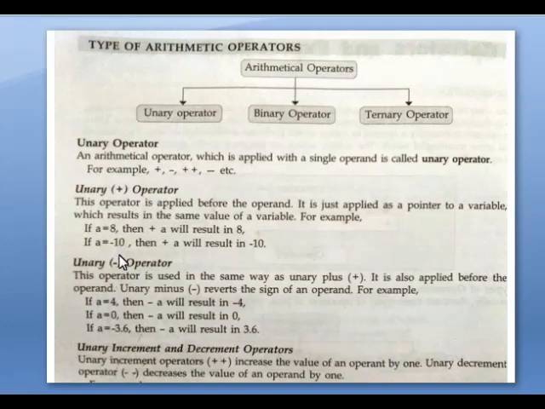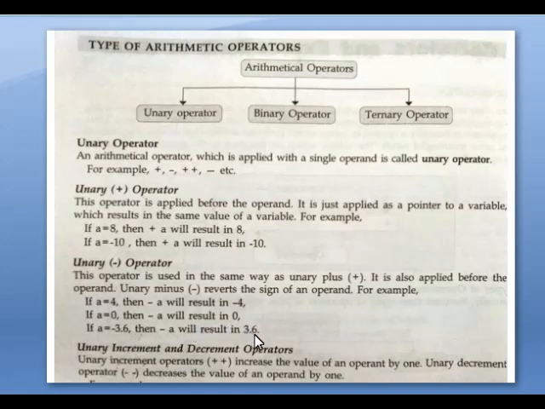Then the unary minus operator. This operator is used in the same way as the unary plus operator. This is also applied before the operand. Unary minus reverses the sign of an operand. For example, a equal to 4, then minus a is minus 4. A equal to 0, minus a is 0. A equal to minus 3.6, so minus a means it will be a positive value.